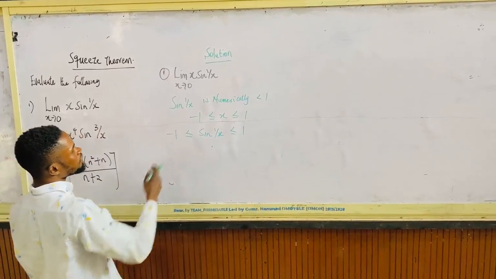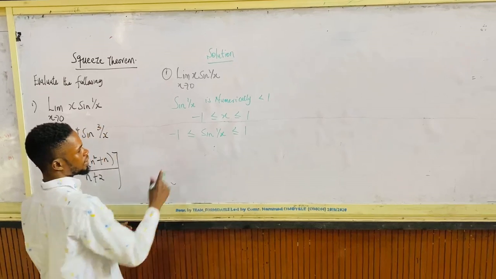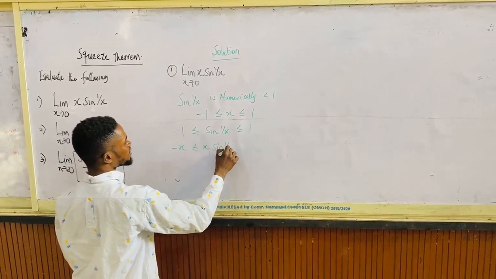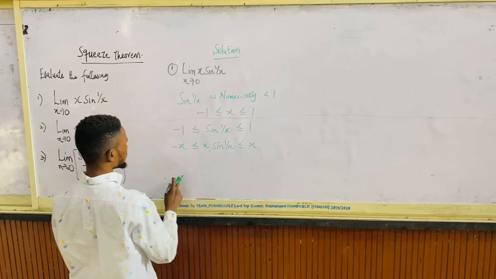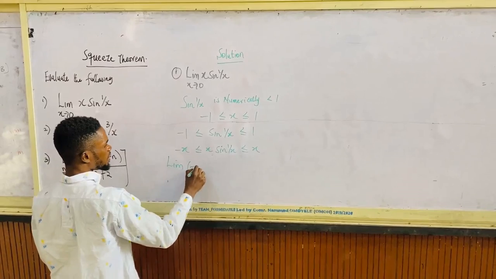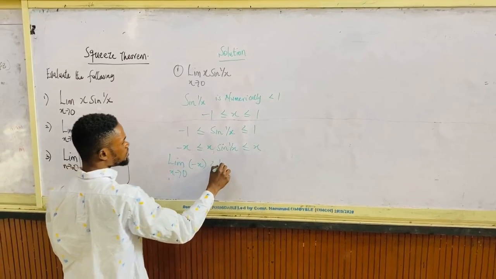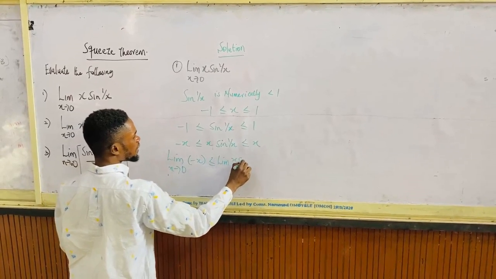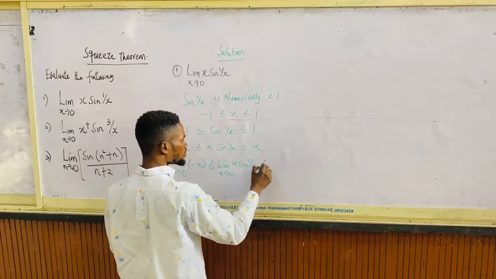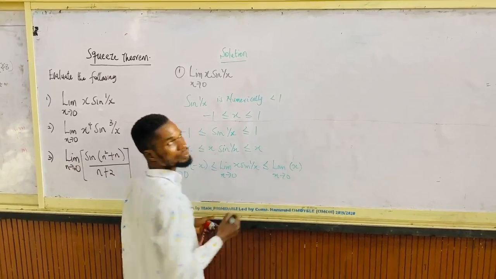And here the function is x sine 1 over x. So we can multiply all through by x. That means minus x is less than or equal to x sine 1 over x less than or equal to x. And that means the limit of minus x as x tends to 0 should be less than or equal to the limit of x sine 1 over x as x tends to 0, which should be less than or equal to the limit of x as x tends to 0.